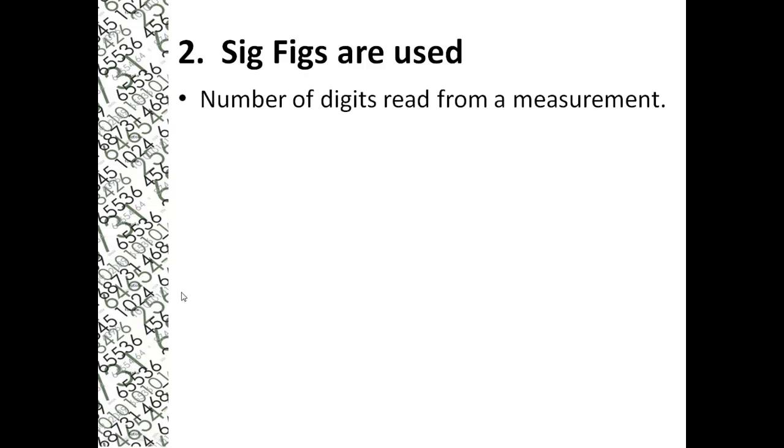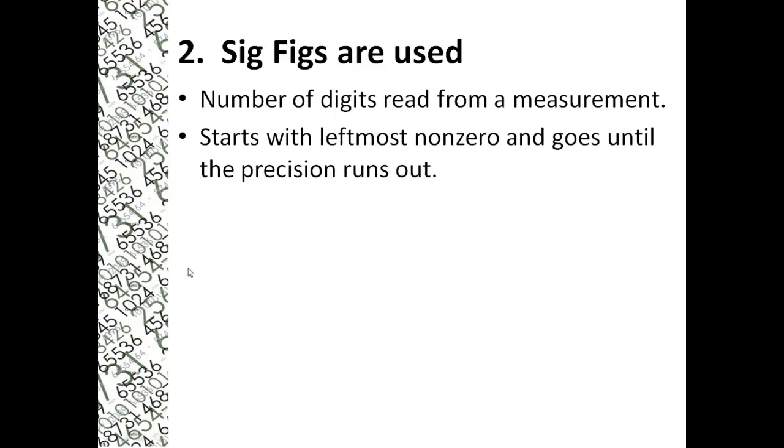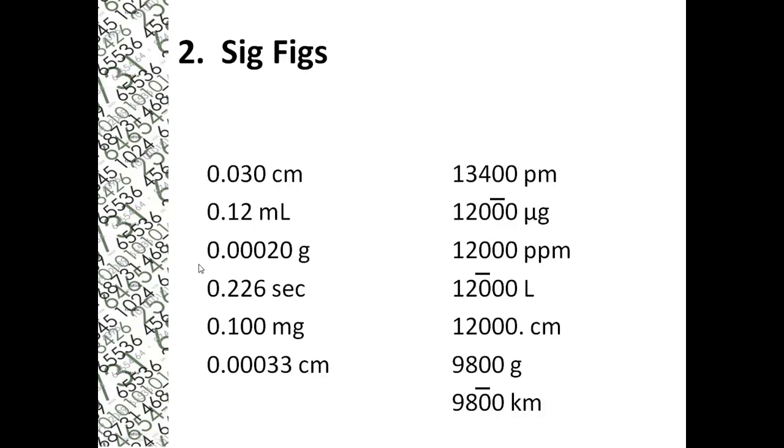Significant figures are the number of digits that are read from a measurement. Okay. So when you record a number, how many digits you actually record from that measurement is the number of significant figures. And remember, sometimes we have extremely large numbers or extremely small numbers where the zeros are just holding place and they're not actually measured. So how do we determine how many significant figures are in a number? We start with the leftmost non-zero, and it goes until the precision runs out. Pretty easy. Leftmost non-zero and go until the precision runs out.